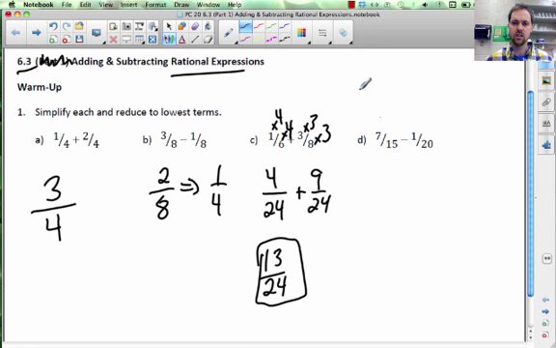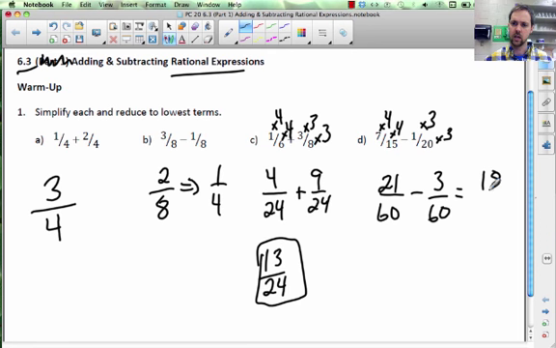15 and 20. Your smallest denominator is 60. 15 times 4 gives you 60, so we multiply numerator and denominator by 4, and then 20 times 3 gives you 60, so we get 21 over 60 minus 3 over 60, which will leave us with 18 over 60. See if there's anything that will come out of both of these. 6 will come out of both of these, so numerator divided by 6 will leave us with 3. Denominator divided by 6 will leave us with 10, and this is the lowest terms fraction, 3/10.